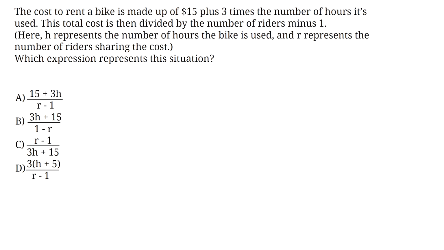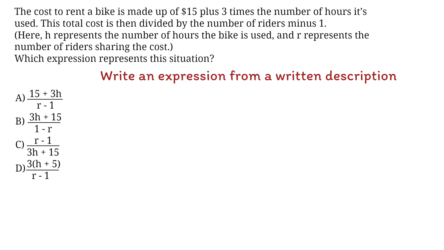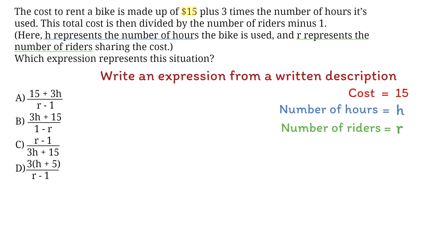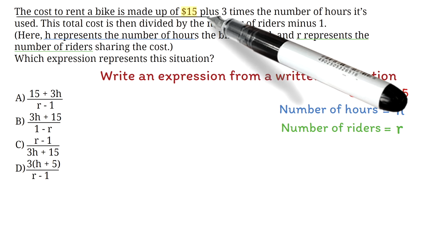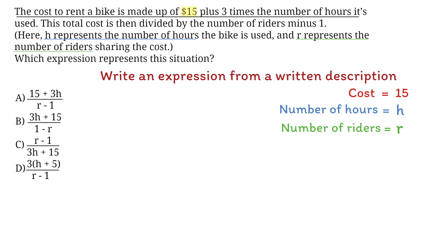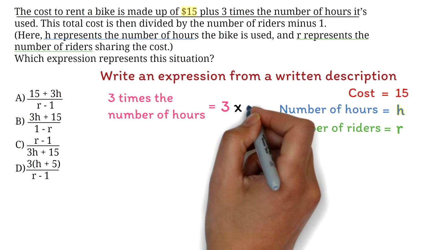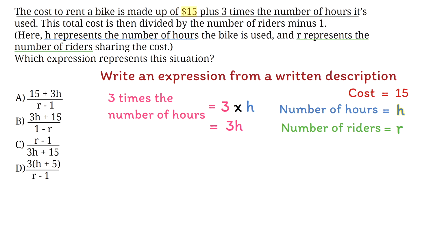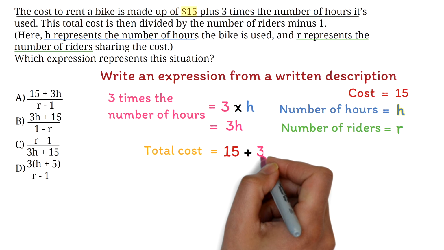To pass the GED math test, you need to be familiar with how to write an expression from a written description. We are told that the cost to rent a bike starts at $15. So cost equals 15. From the question, we know that H represents the number of hours the bike is used, and R represents the number of riders. Next, we're also told that the cost includes $15 plus 3 times the number of hours. Since the number of hours is H, 3 times the number of hours means 3 times H. This is 3H, so we write the total cost as 15 plus 3H.